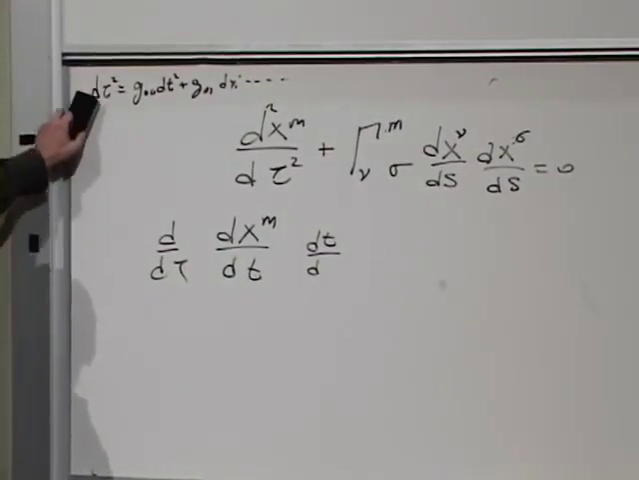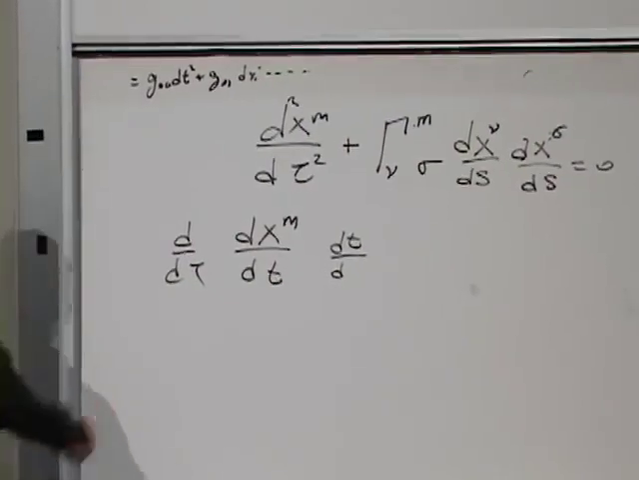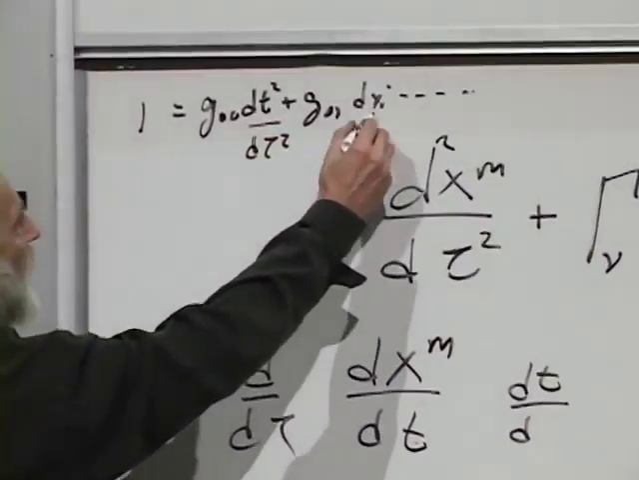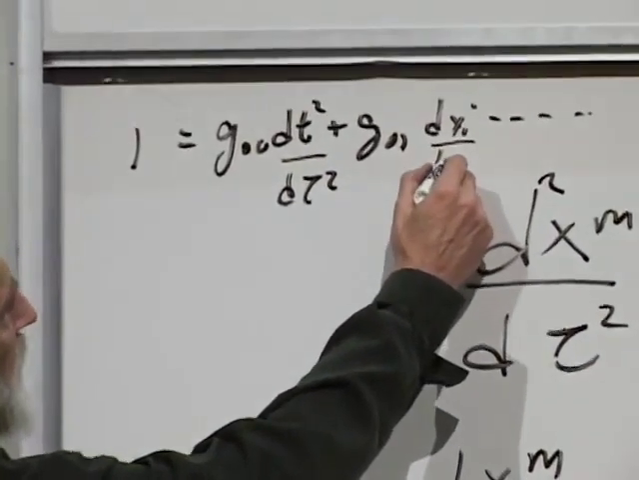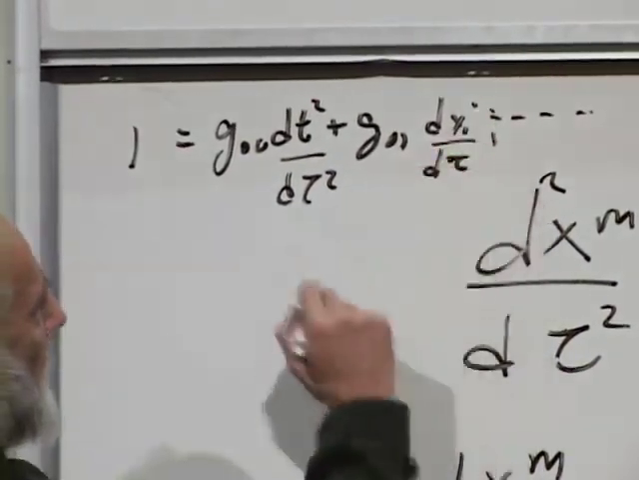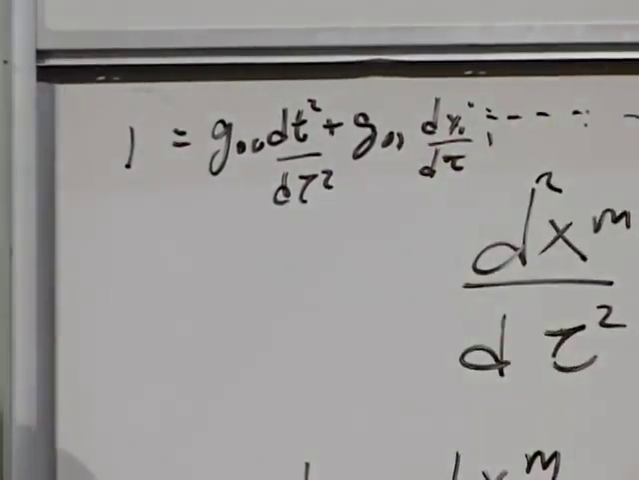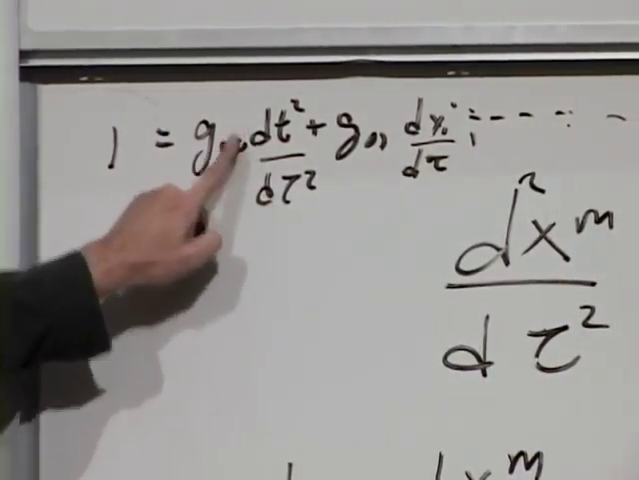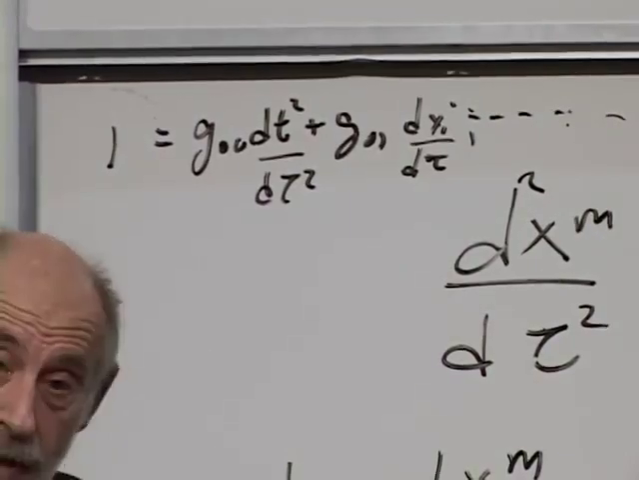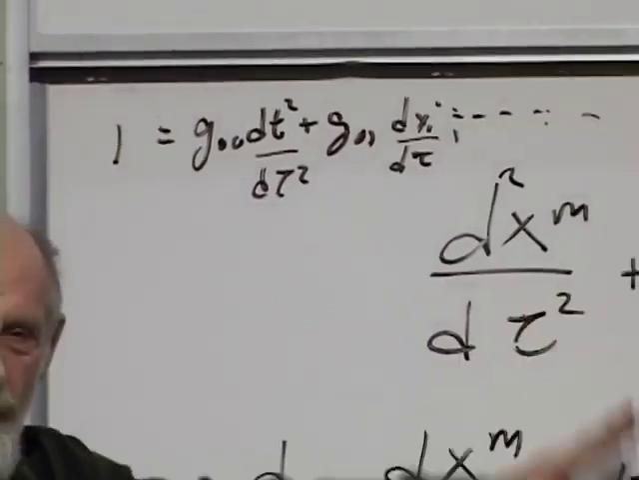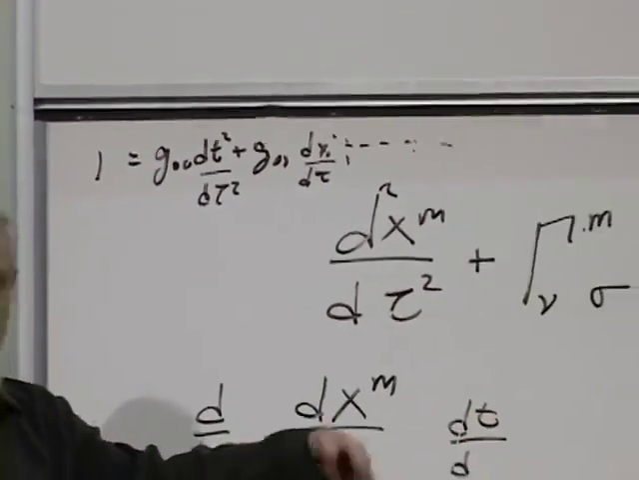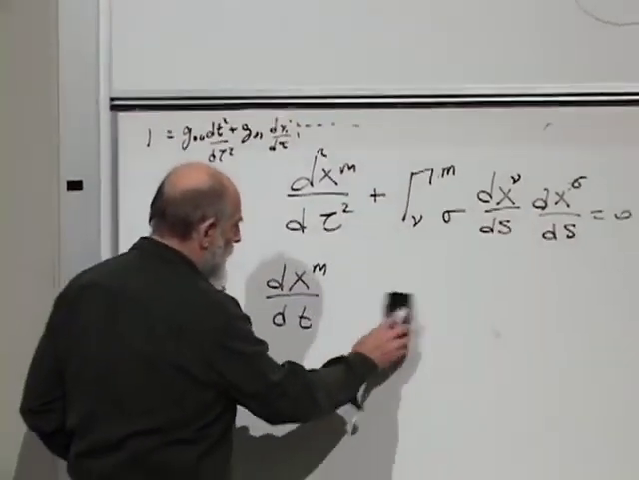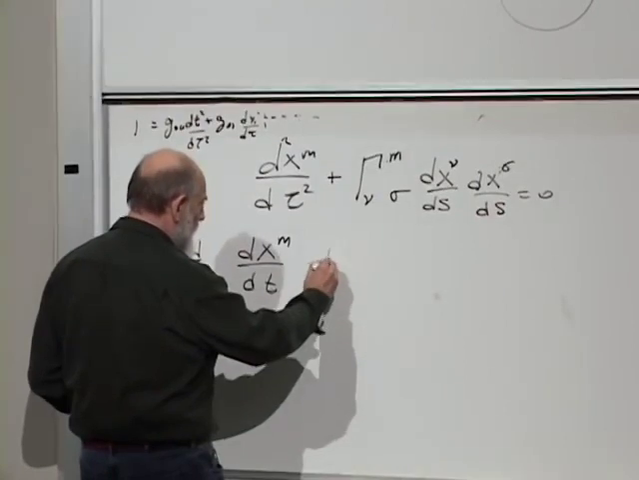And then we simply divide this by d tau squared, and then we solve for dt by d tau. That tells us what dt by d tau is. And it's just some complicated thing involving the metric and the velocities. So something complicated but known goes in here for dt by d tau.